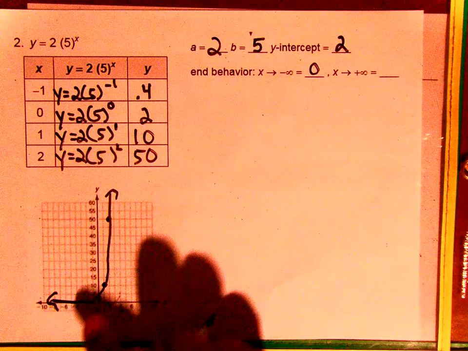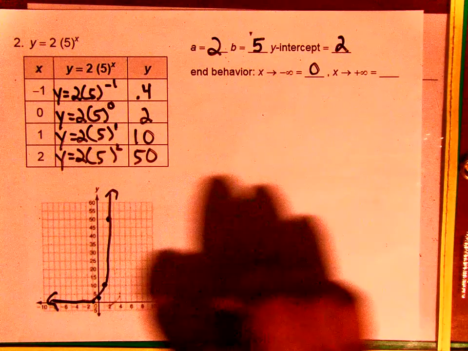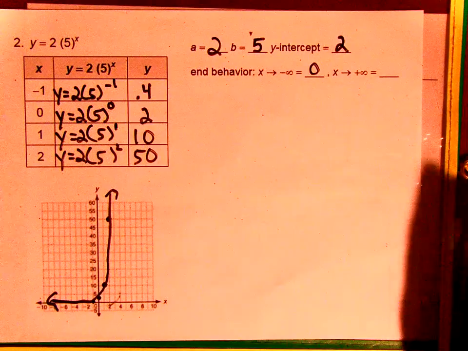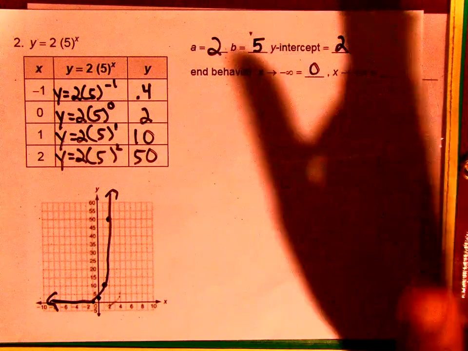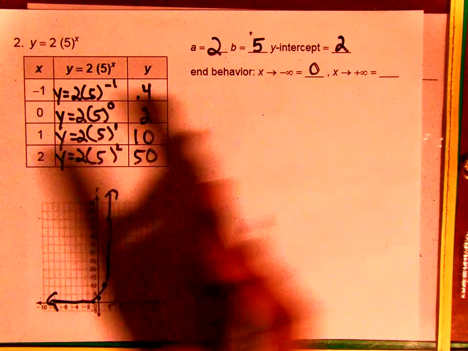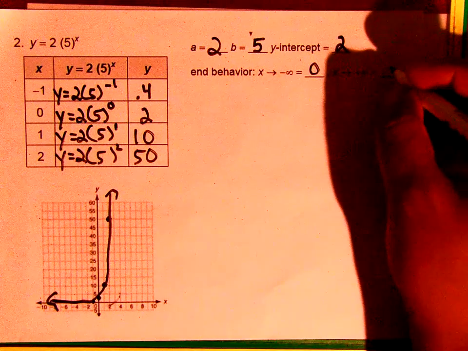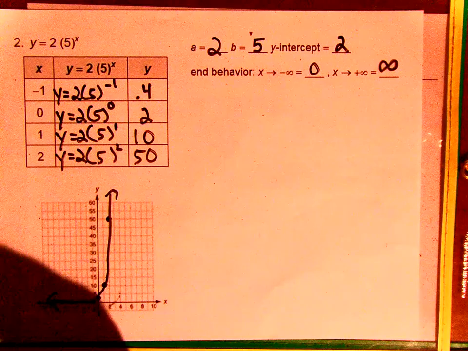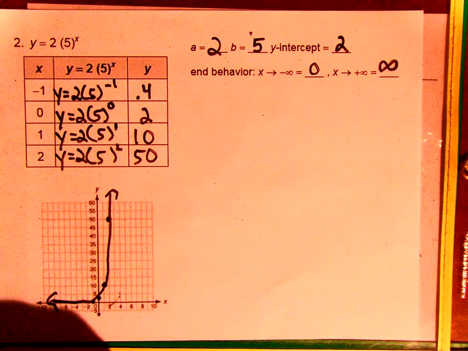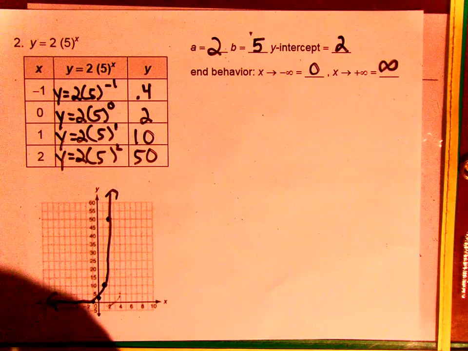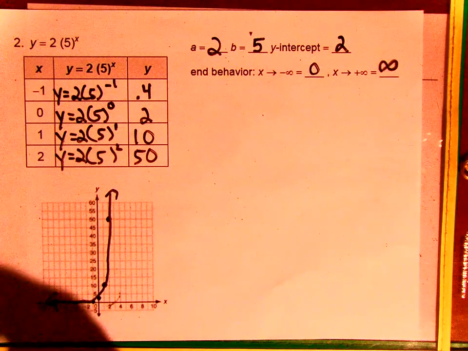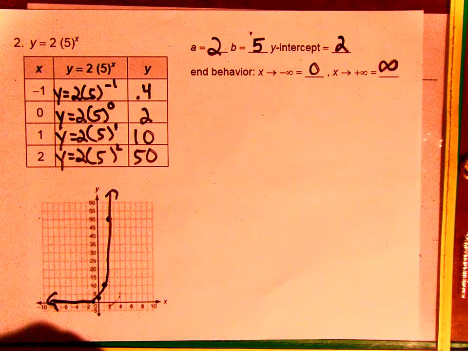And as x approaches positive infinity, going this way, it's starting to go straight up, but it's slightly going to the right a little bit at a time. If you just keep going, it's just going to keep going to infinity. So that's going to be positive infinity. And that's pretty much it. That's graphing an exponential function, part 1. This is talking about finding a and b, the y-intercept, and the end behavior.